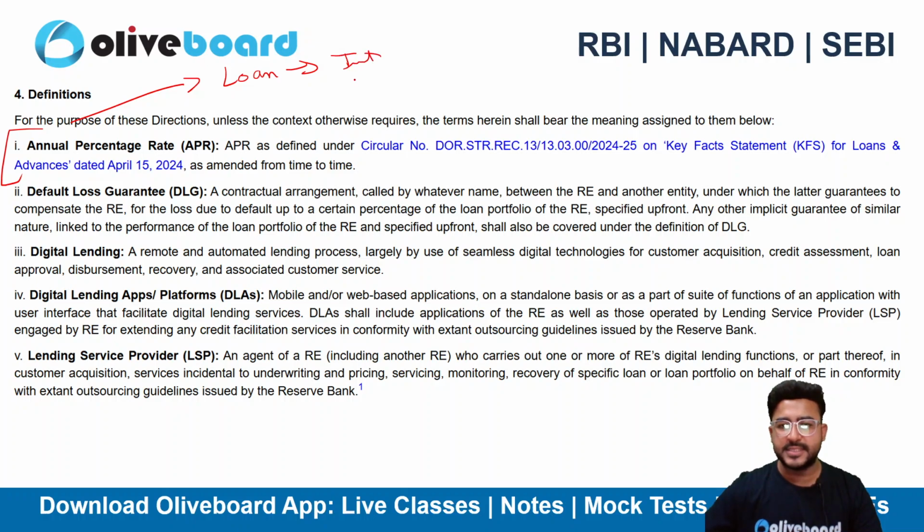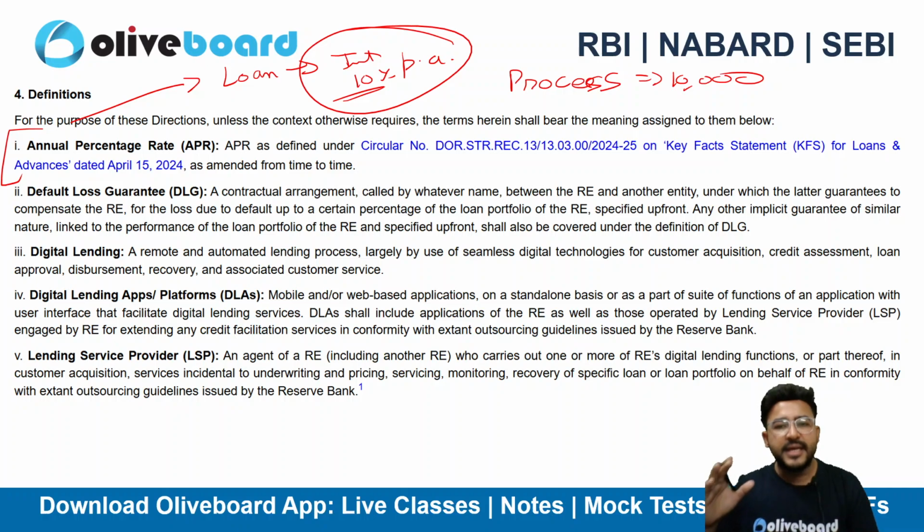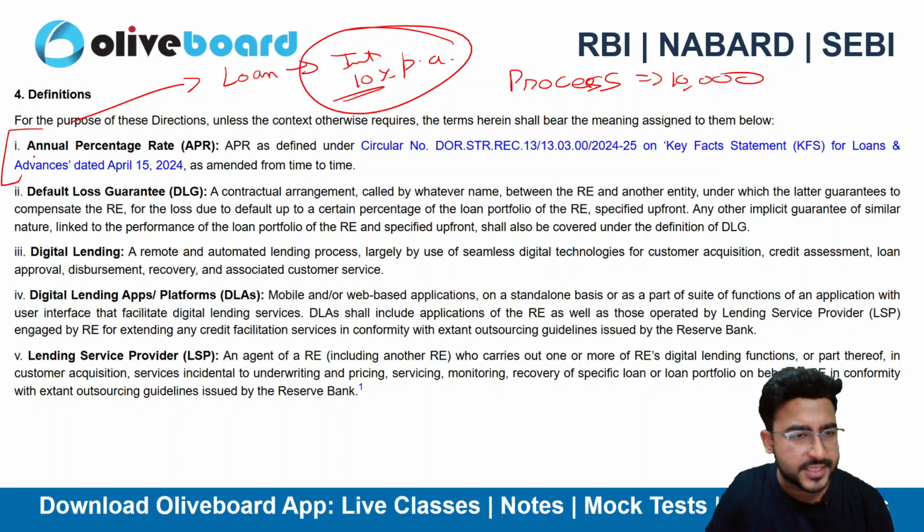The interest rate is 10% per annum. However, there are some additional processing charges as well of 10,000, let's suppose. So even if your rate of interest is just 10% here, these processing charges are also an expense, right? Some way or the other, they are increasing your effective interest, right? Effective interest expense rate.